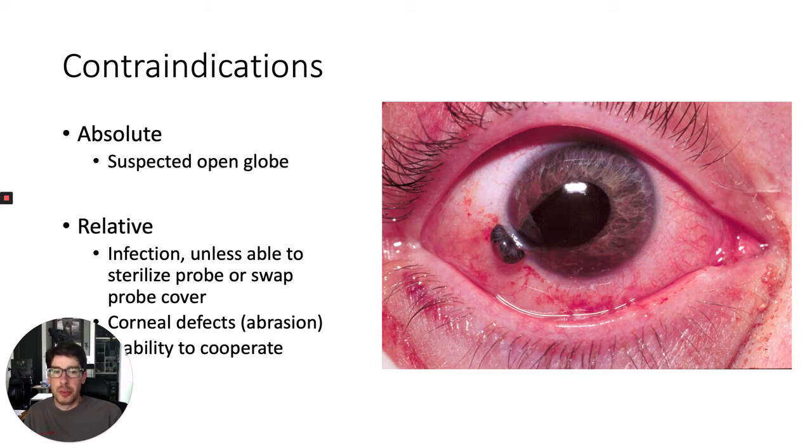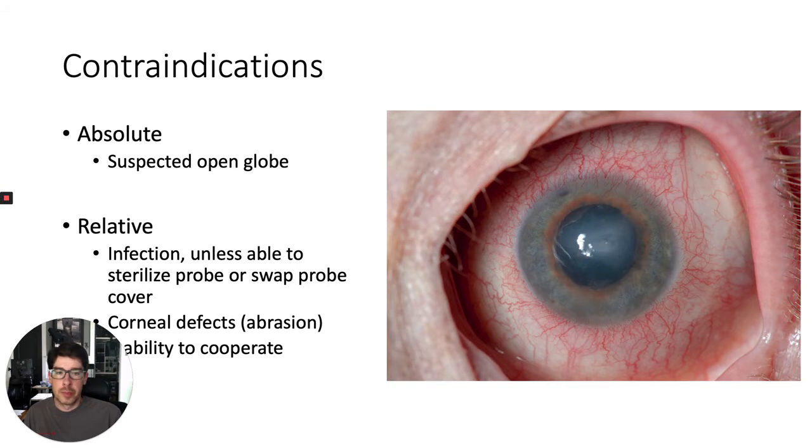Suspected open globe is an absolute contraindication to tonometry. You don't want to squeeze out any more of that precious eye juice by applying pressure to the cornea. Infection is a relative contraindication, but we address this by using replaceable probe covers on the TonoPen.